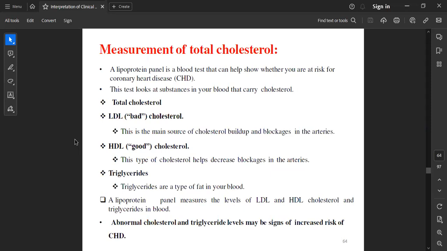Total cholesterol is a lipid profile. The parameters checked are LDL, HDL, triglycerides. We know LDL is what is usually known as bad cholesterol. HDL is known as good cholesterol. These are just terminologies that help you know how dense it is in terms of lipids, the lipids to protein ratio. So more protein is good, more lipid is bad.